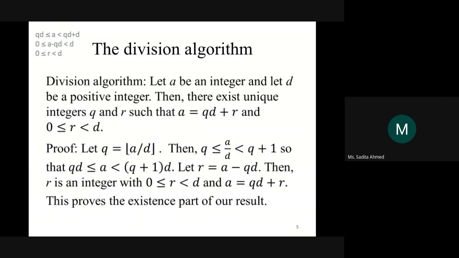If you fix A and fix D, for the same A and same D, Q and R will always be unique. There will be only a unique quotient and a unique remainder, if you divide A by D. That is something that we know to be true.